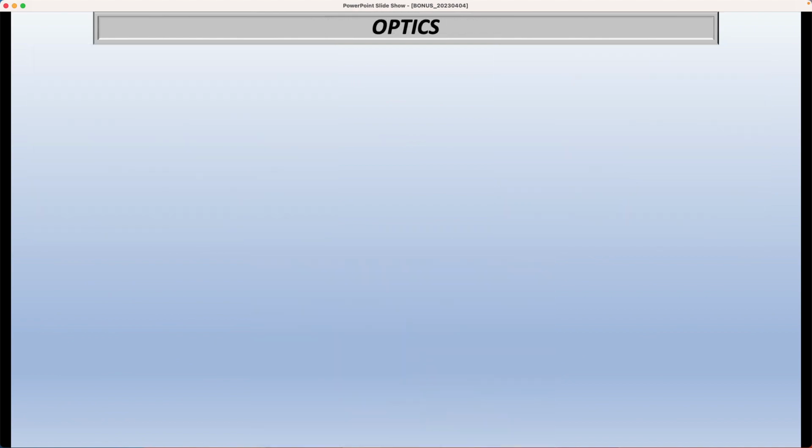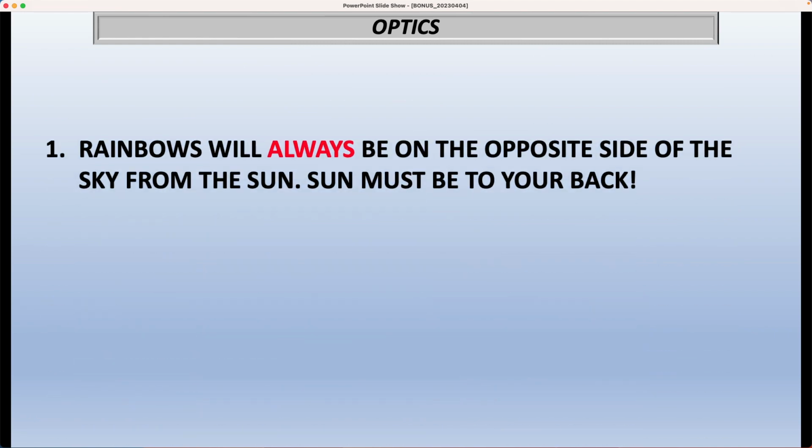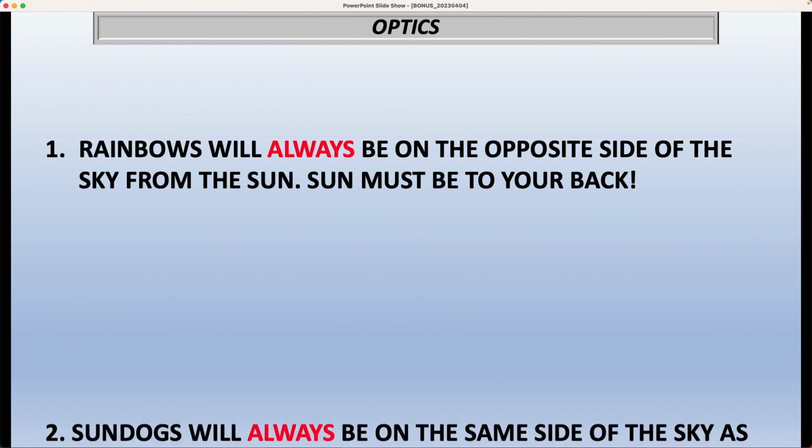Now, there are some interesting optical effects that can go on with water droplets and also ice crystals. So I thought you might find this interesting. Rainbows will always be on the opposite side of the sky from the sun. So in order to see a rainbow, the sun has to be to your back. You will never see a rainbow on the same side of the sky as you do the sun, and we'll explain why in just a little bit.